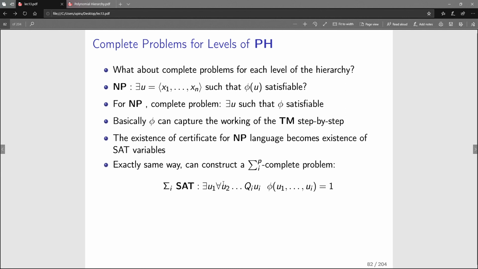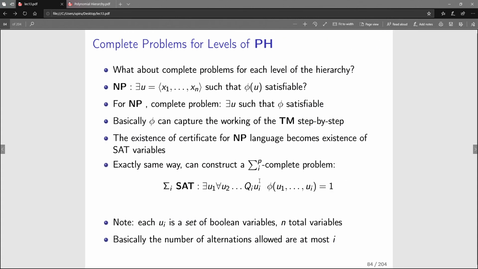One exercise could be to prove that sigma i SAT is sigma i complete, and another could be that pi i SAT is pi i complete. These two could be good exercise questions. So that's pretty much all. We'll end here. In the next lecture, we'll discuss the oracle machine and describe how sigma i P can be defined in terms of the oracle Turing machine, and then we'll see the alternating Turing machine.